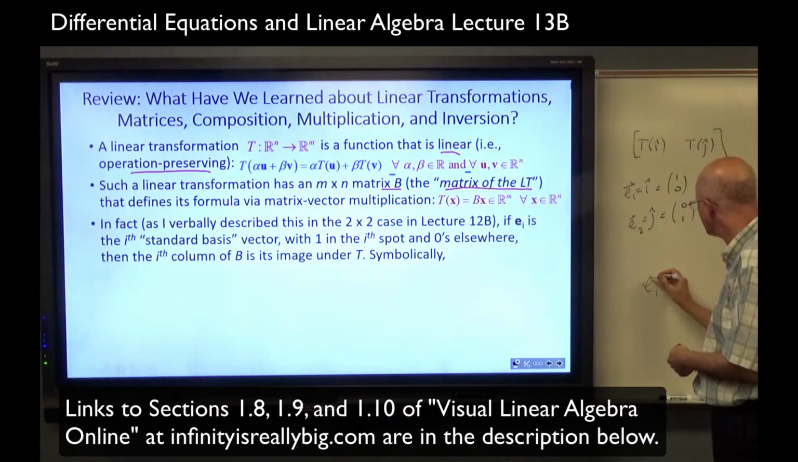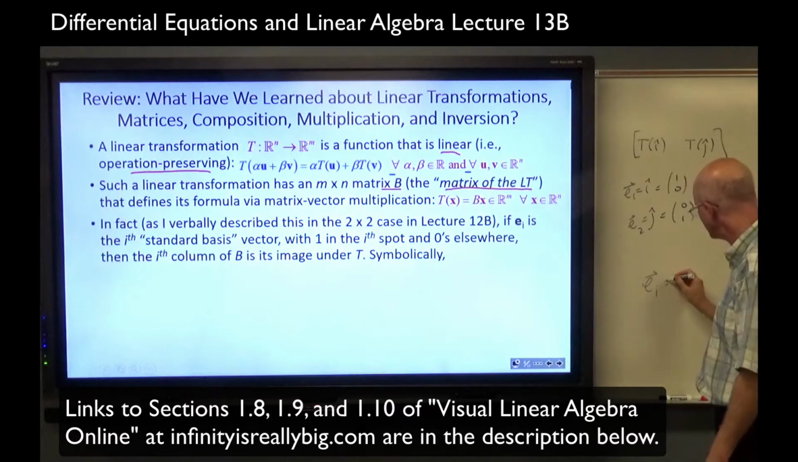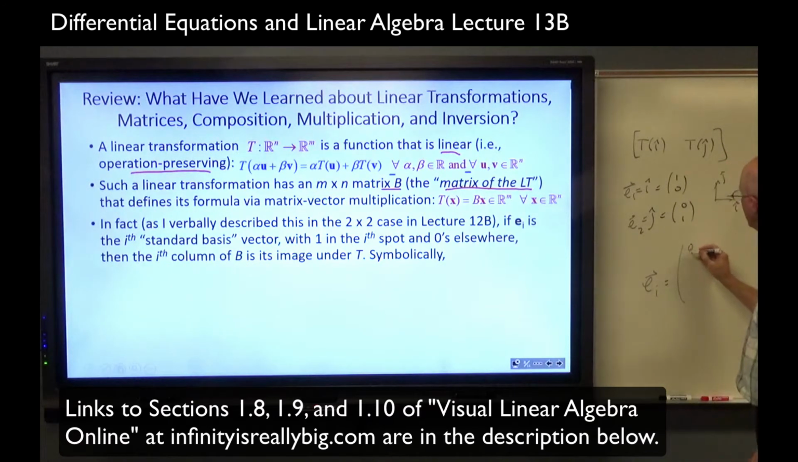e_i in general, in n-dimensional space, you'd have a bunch of zeros and then a 1 and then a bunch of zeros. This 1 would be in the ith position, ith component. If the space were 100 dimensional and i were 17, this would be in the 17th spot. You'd have 16 zeros before it, and the 17th spot would be a 1, and how many would be after it? 83 after it, I guess, would be all zeros.